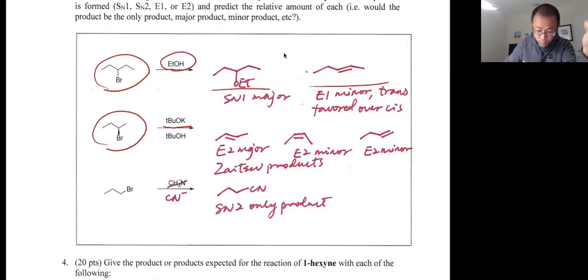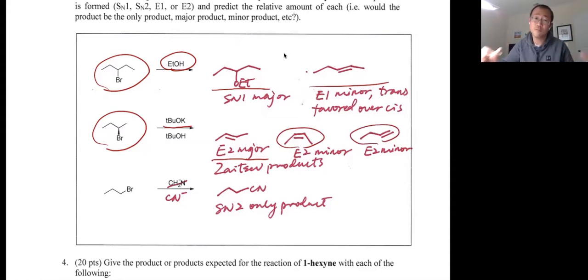Of course, this one is the major because it is more substituted, trans, more substituted. This is cis, more substituted. And this is less substituted. You got all three alkenes. Of course, trans is the major, being more substituted, but all are E2 products.